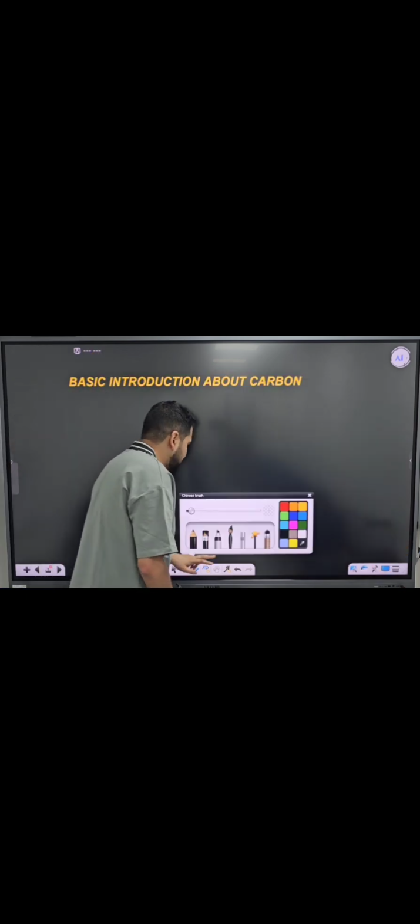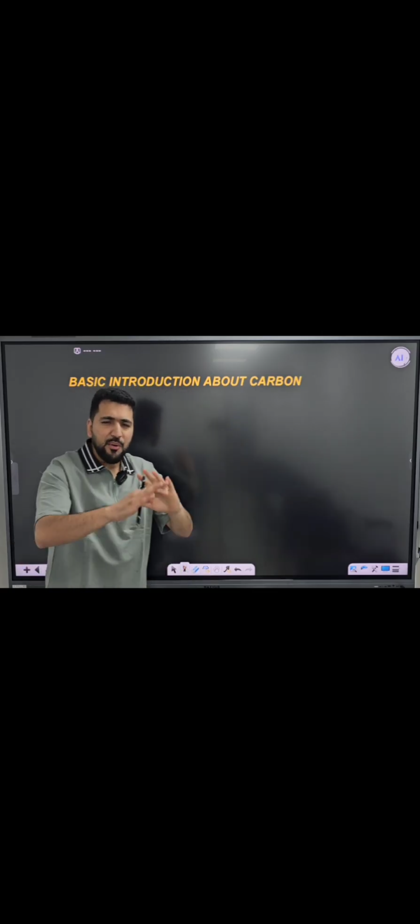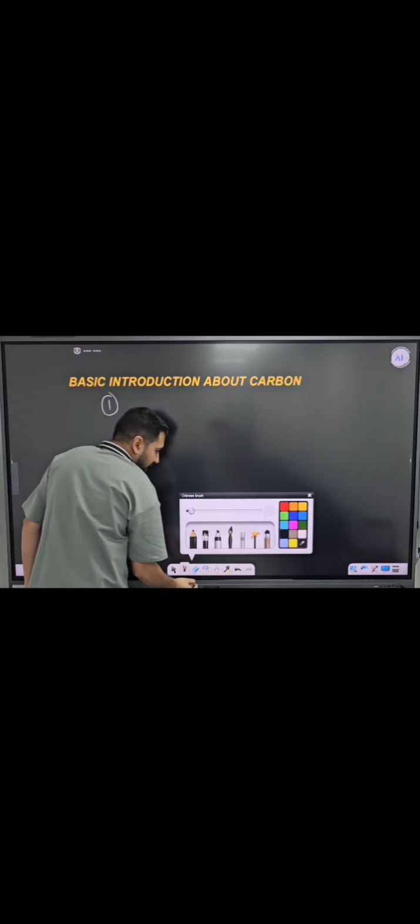So guys, let's begin without any delay and let us start the first part of it, and that's a brief introduction about carbon. I will write down a few lines so that you will get the idea what basically carbon is, right? I'll be starting from scratch. So guys, the first point that I would like to mention here is carbon.